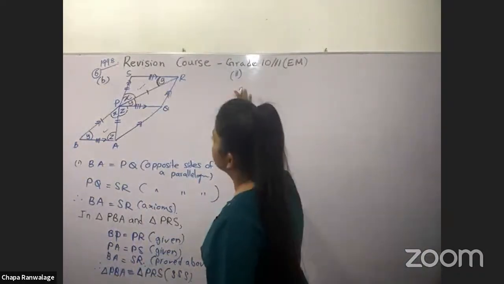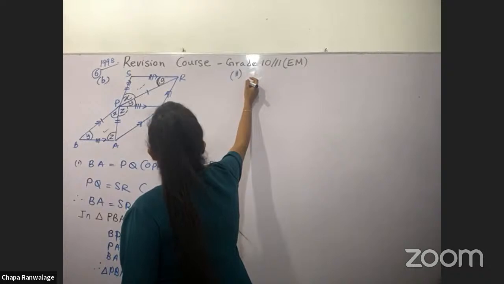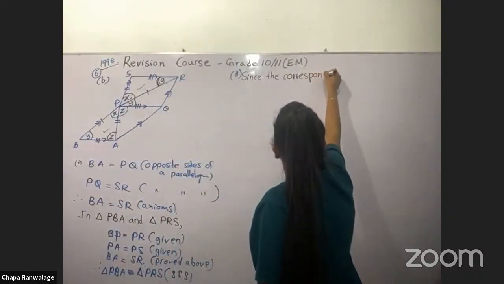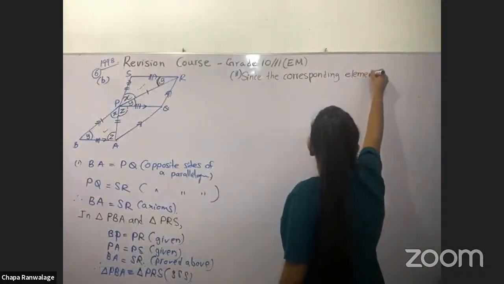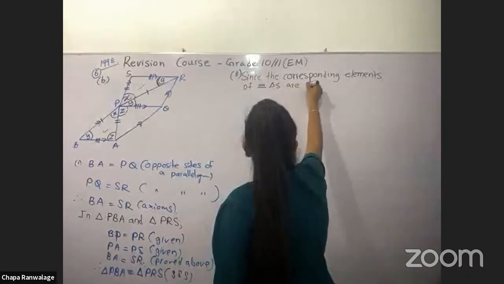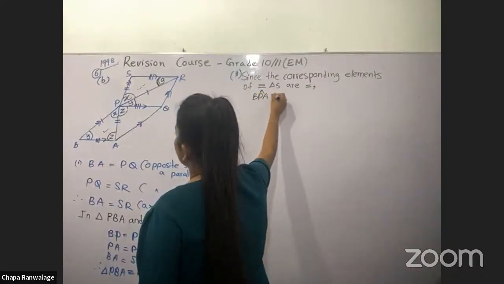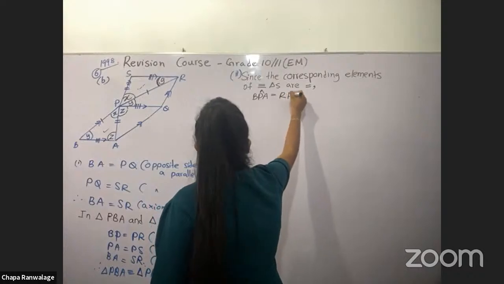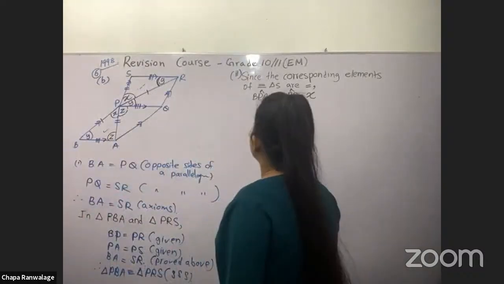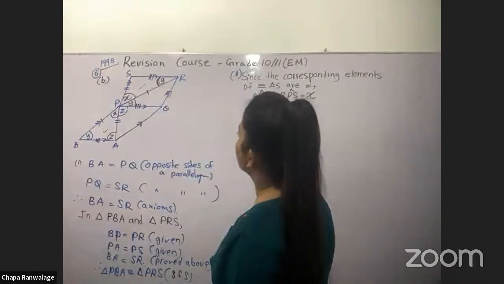Here, where did I start? First we take x. Since the corresponding elements of congruent triangles are equal, BPA is equal to RPS, which is equal to x. So I wrote that these are equal. BPA equals RPS equals x.